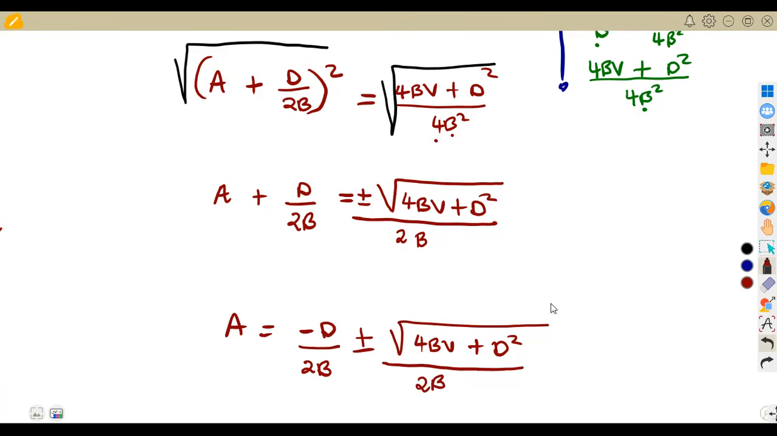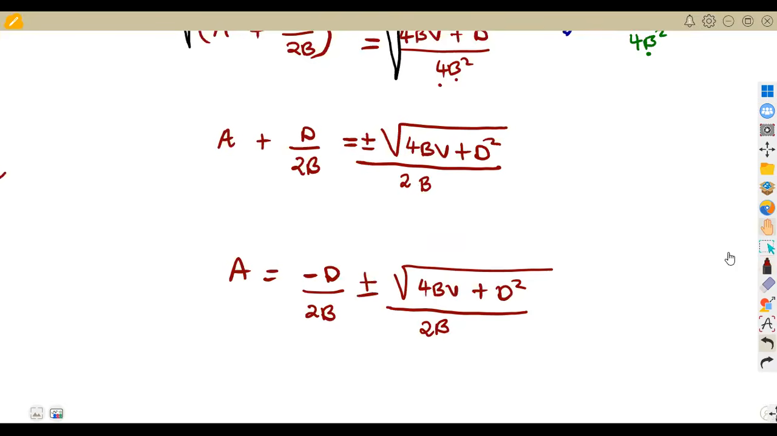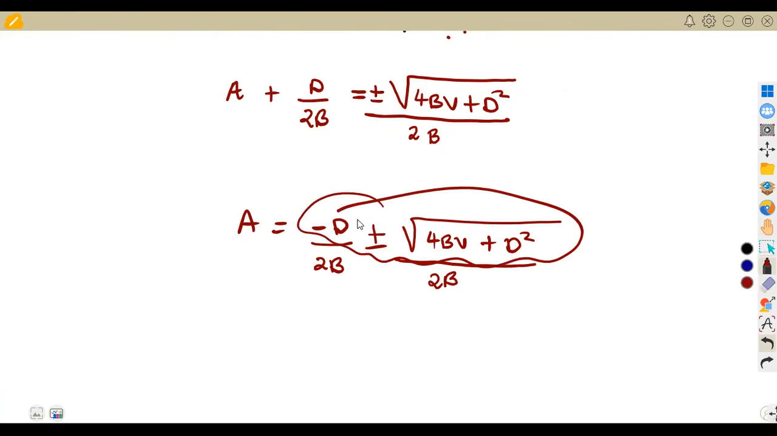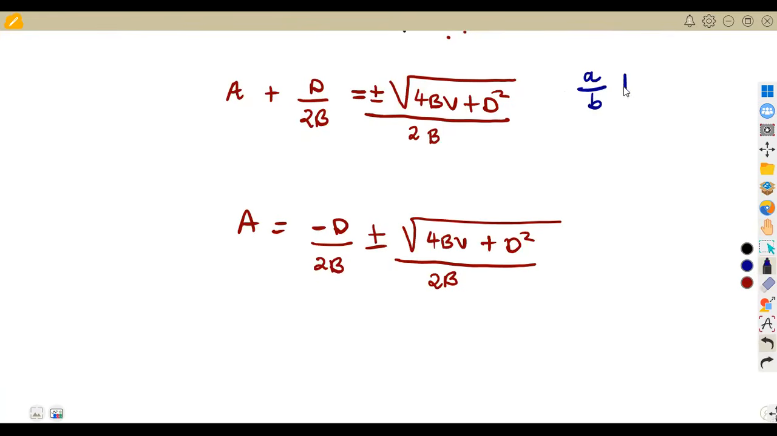Over 2b. Remember what I said about the fractions, that if the denominators are the same, you just combine the numerators together, okay? We understand that if I'm given a over b plus c over b, because these denominators are the same, I just combine the numerators together, a plus c, everything over b. So it is the same thing. I've got 2b, I've got 2b.